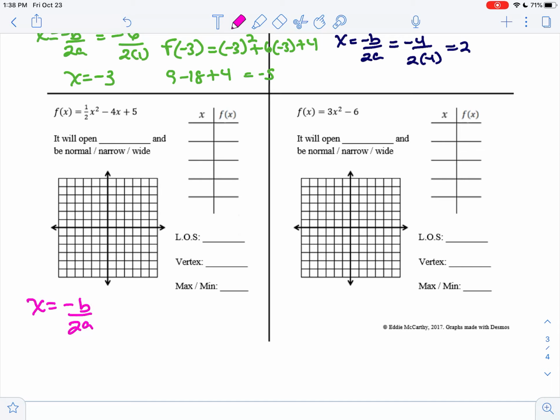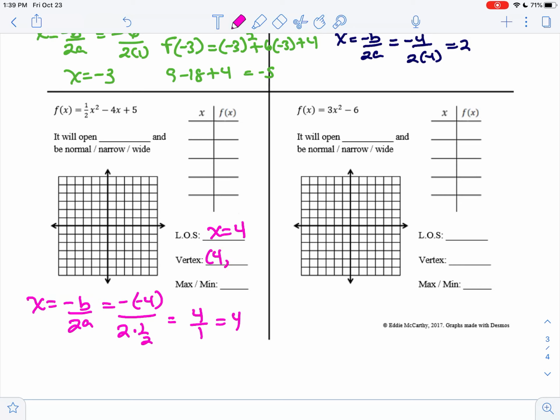Going to start with the line of symmetry, of course. So x equals -b over 2a. So -b over 2a is -4 over 2 times 1/2, which is just 1. So we'll get 4 over 1, which is 4. So our line of symmetry is x equals 4. Okay, which means that's the x value of our vertex.